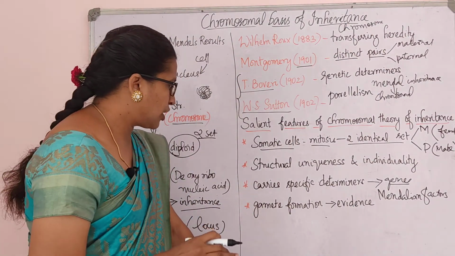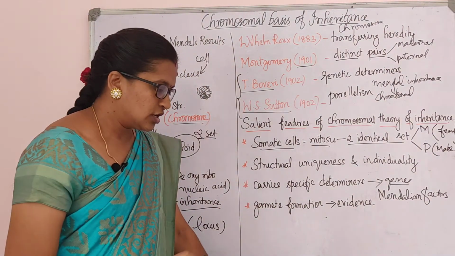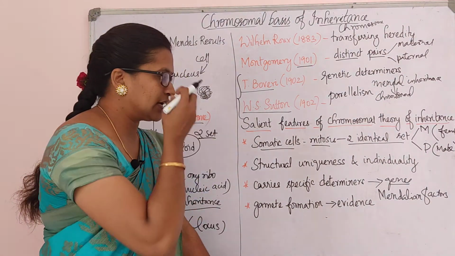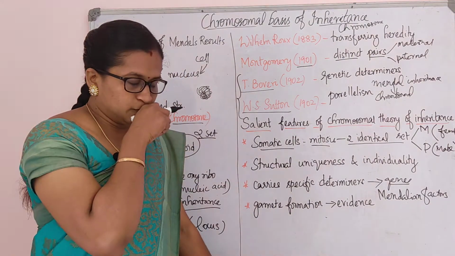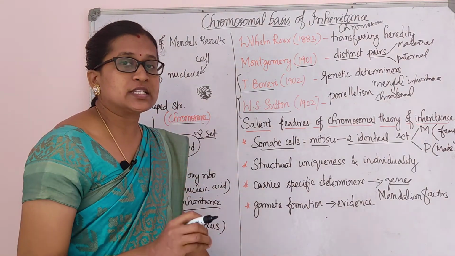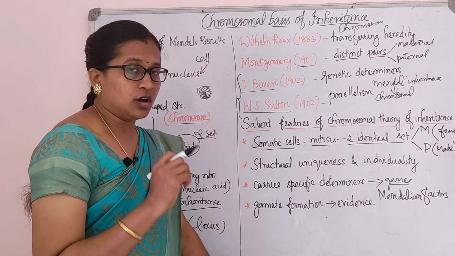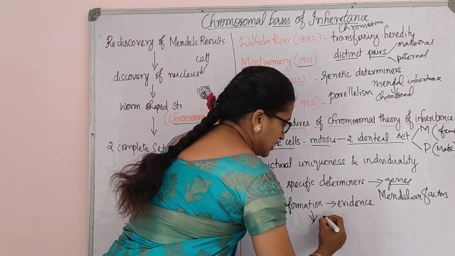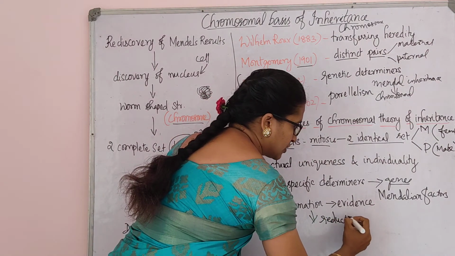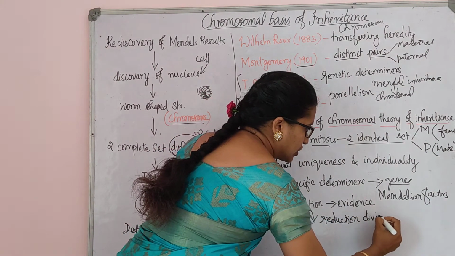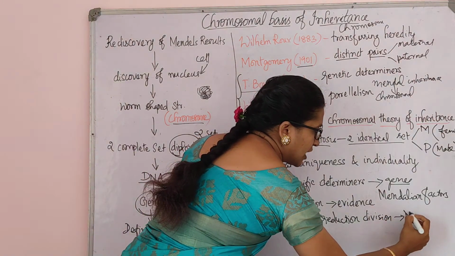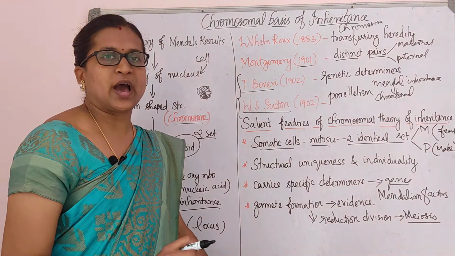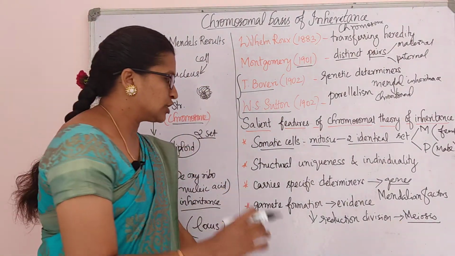Okay, so the fourth point is gamete formation. They came to know that the behavior of the genes is due to the presence of the genes. So how did they find out? Gamete formation. In gamete formation, generally it is a reduction division. What we call reduction division is meiosis. So in meiosis, what will happen? Only one set of chromosomes is going to be formed.